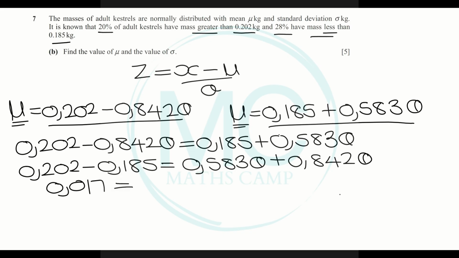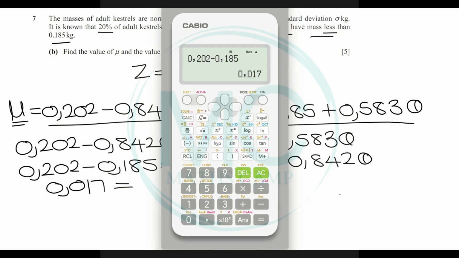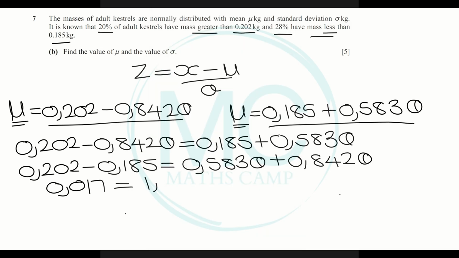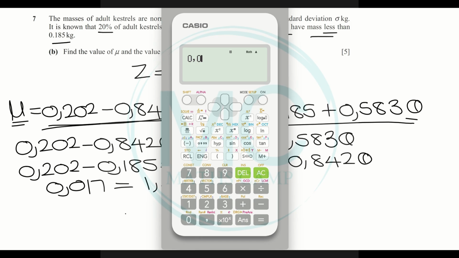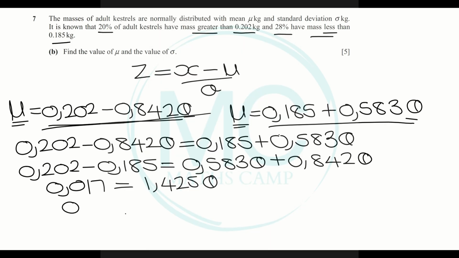0,017 is equal to, on the right, I have 0,583 plus 0,842 is equal to 1,425. So I get 1,425 sigma. Now to find sigma, I can divide both sides by 1,425. And I can say 0,017 divided by 1,425 is equal to 0,0119. 0,0119 is my value for the standard deviation sigma.